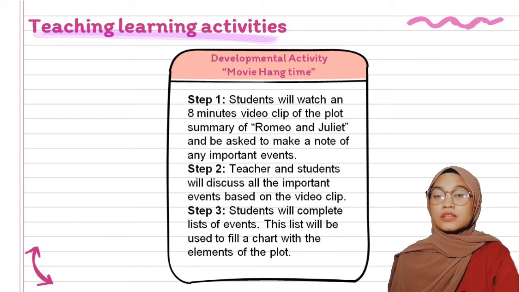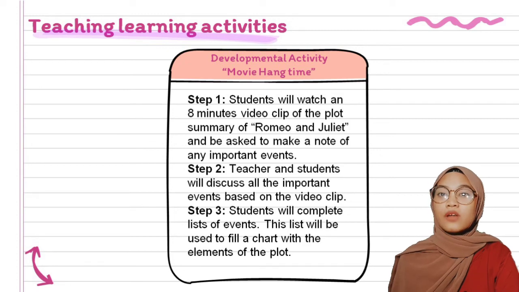Step 3, students will complete a list of events. This list will be used to fill a chart with the elements of the plot. As I mentioned before, one of the materials is a chart of the plot that will be used in this activity to fill in the important events that happen in the fiction Romeo and Juliet, individually.